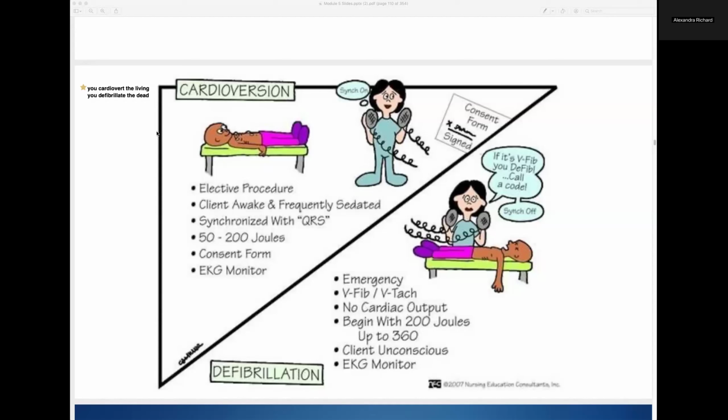What about the defibrillation section? How does that patient look? Someone said bad. Does that patient in the defibrillation section even look alive? No, they don't look alive. They look dead, right? So there's your first difference. You cardiovert the living, you defibrillate the dead. Remember the two lethal rhythms we learned about that you defibrillate are pulseless VTach and VFib. Those are the only two rhythms that you defibrillate.